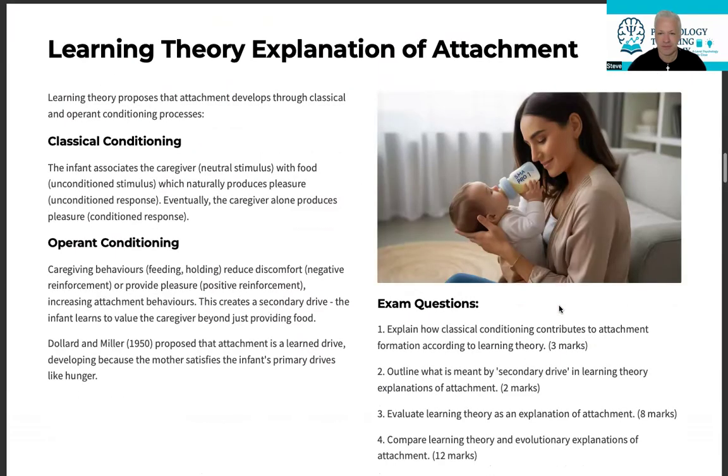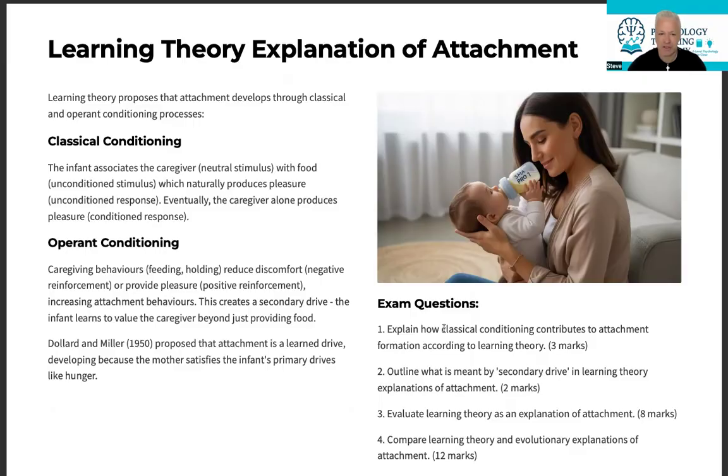Learning theory. So learning theory, you've got classical and operant conditioning. So classical conditioning works through association. So the infant associates the caregiver with food, which is an unconditioned stimulus, and that provides pleasure, which is an unconditioned response. Then eventually the caregiver alone produces the conditioned response of pleasure.